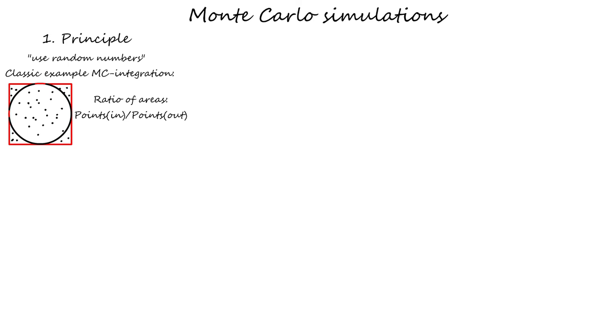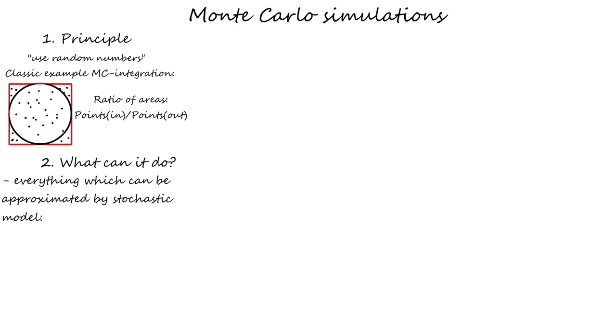By taking the ratio between the points in the circle and those outside, one can obtain the relative area, and in this particular example, the number pi. A few general comments about MC techniques. In principle, MC can be applied to everything as long as a suitable stochastic model can be found.